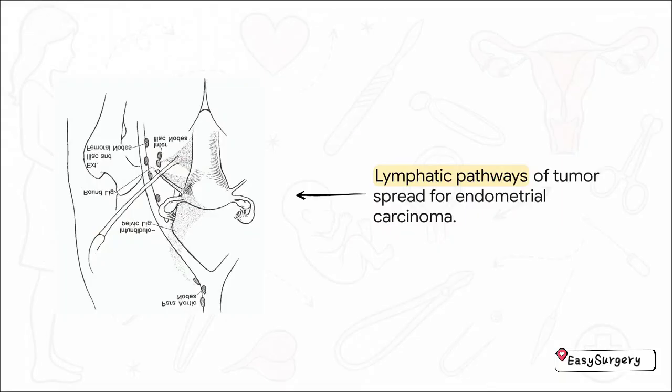Because the standard of care requires full surgical staging, which includes a total abdominal hysterectomy and bilateral salpingo-oophorectomy, you really have to understand the lymphatic spread. Endometrial carcinoma spreads in a very predictable way, right through the pelvic nodes and up into the para-aortic nodes. So your surgical staging is often going to require a bilateral pelvic and para-aortic lymphadenectomy, just to accurately assess how far the disease has spread.